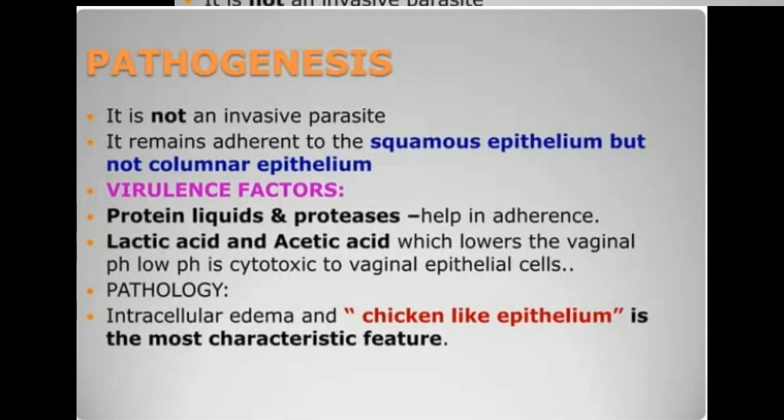Pathogenesis: It is not an invasive parasite. It remains adherent to the squamous epithelium but not the columnar epithelium. Virulence factors: protein ligands and proteases help in adherence. Lactic acid and acetic acid lower the vaginal pH. Low pH is cytotoxic to vaginal epithelial cells. Pathology: Intracellular edema and chicken-like epithelium is the most characteristic feature.